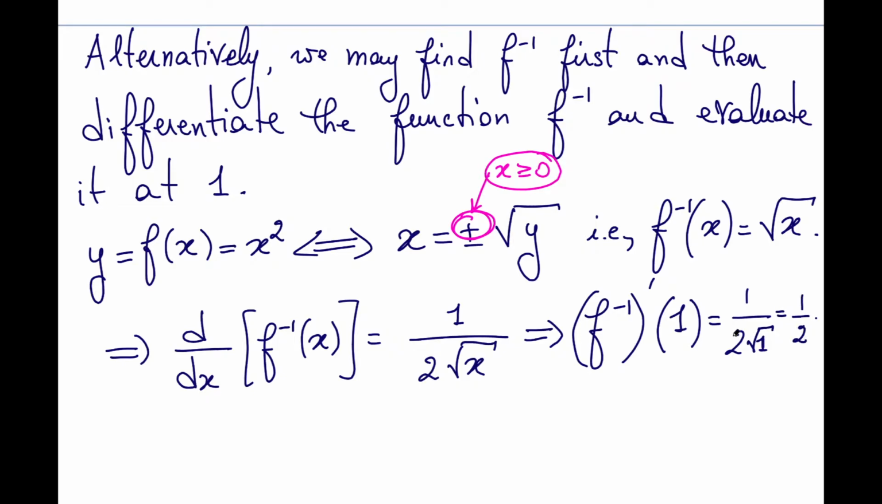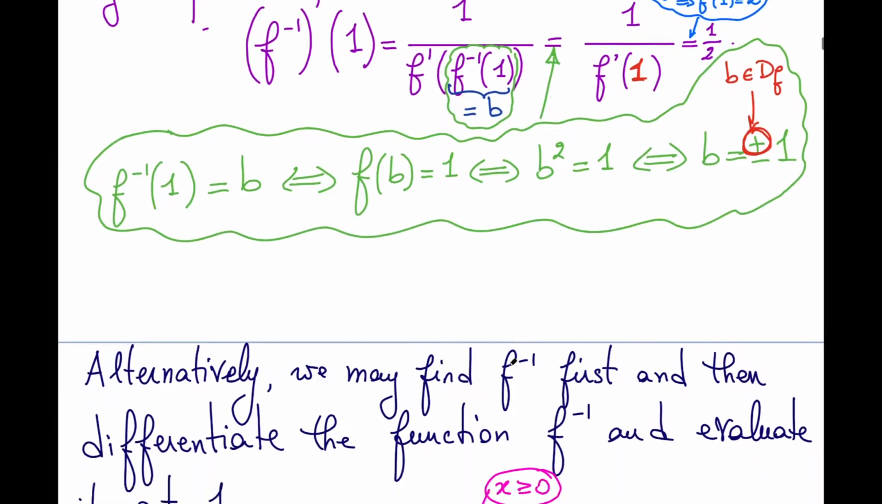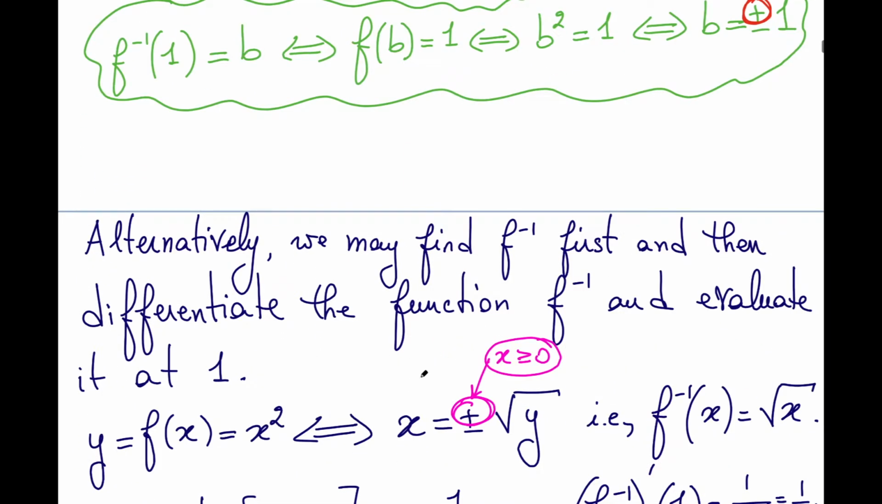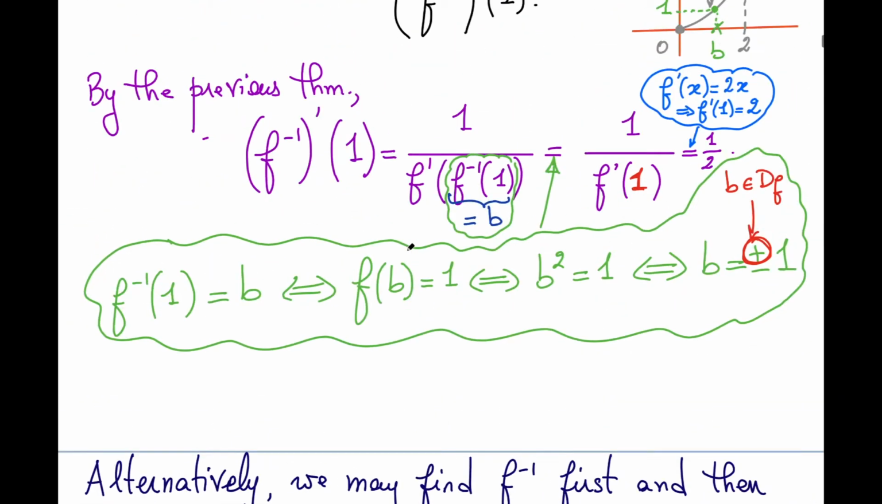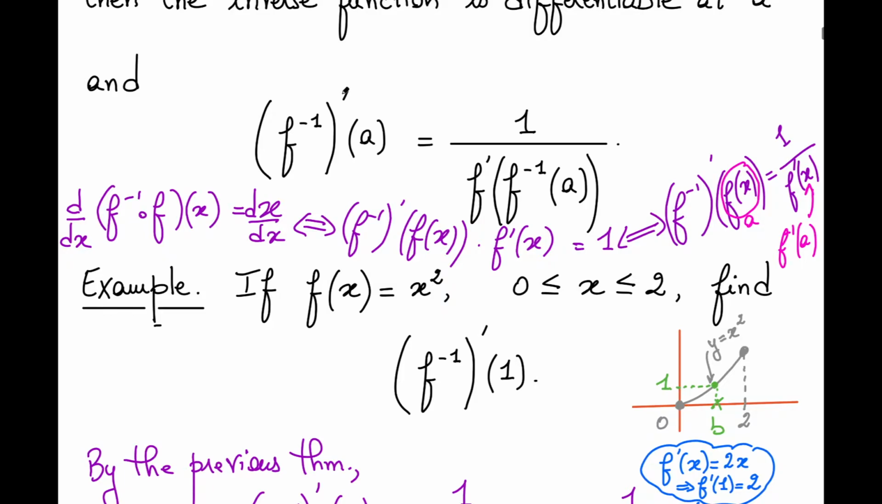Agree with me? Which is exactly as we found above. That's the same thing as we found above, obviously. But I hope you understand the differences between the two approaches. The first approach, we used the theorem. We didn't even find the inverse function. We differentiated it without even understanding what this inverse function is.